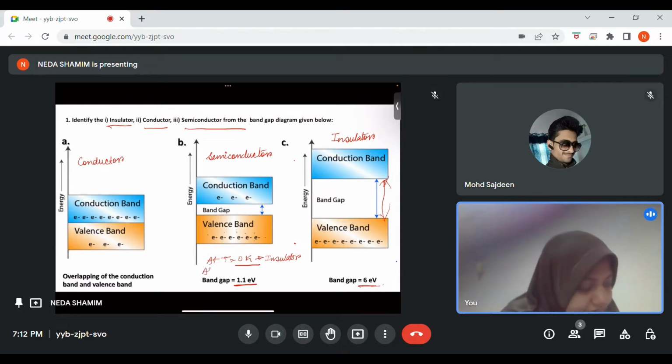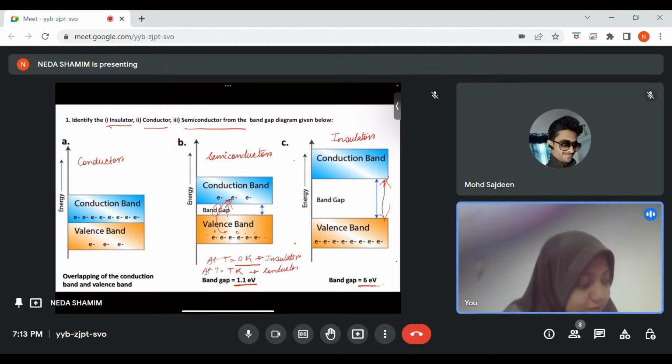At some temperature, say the room temperature, the electrons gain some thermal energy, and the energy is sufficient that they can jump this band gap, when the energy is greater than 1.1 electron volts. The electrons can go from the valence band to the conduction band, and hence it becomes a conductor at that temperature.